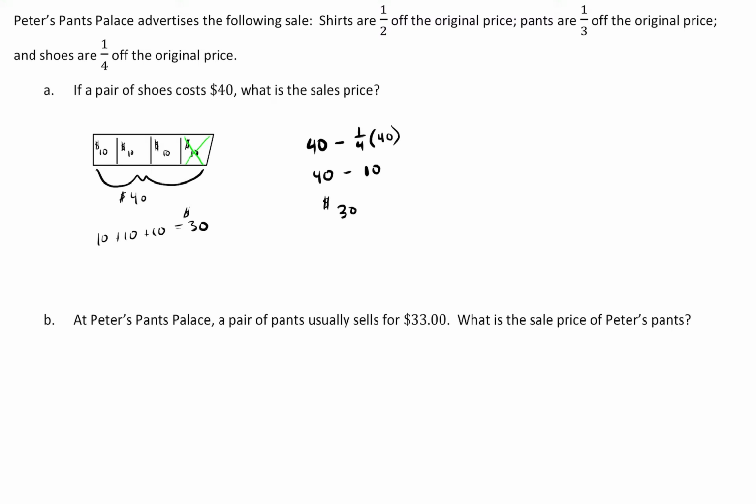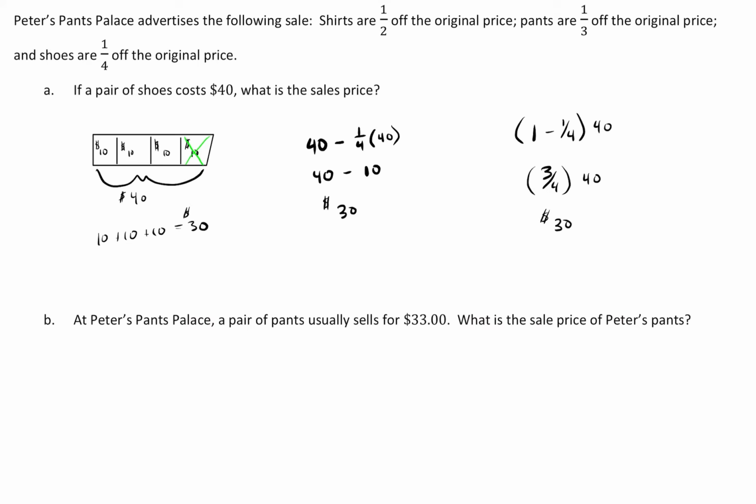The final way to approach this is to think about having 1 equal a whole. If we have the whole price and we're taking away a quarter, we're finding out how much is left. So if we take a whole minus a quarter, we end up with 3/4. If we multiply that by the original price, we will find out the new price. So 3/4 times 40 gives us $30. So we have 3 different methods here.